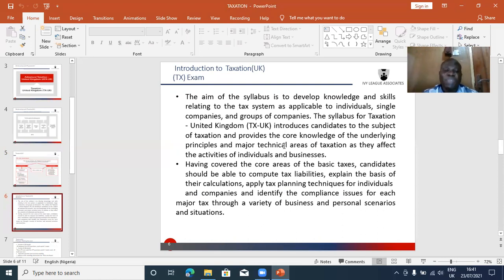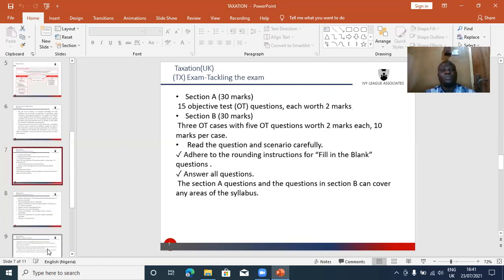individuals, businesses, and corporations. So you are going to learn how to compute tax liabilities. We're going to explain the basis of our computation, and we're going to apply tax planning techniques. Tax planning means how do we legally minimize our taxes using the knowledge of the law. It's quite different from tax evasion. And then we also deal with issues of administration, which is essentially a compliance issue.